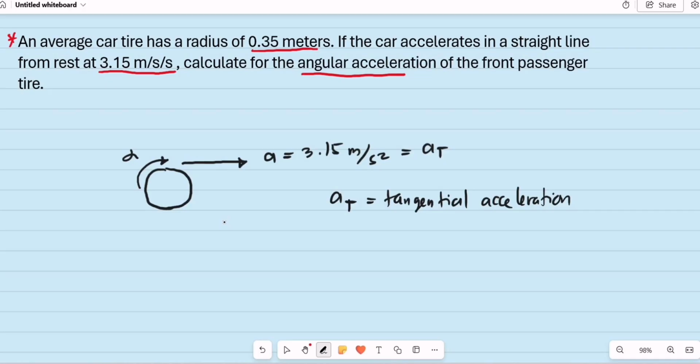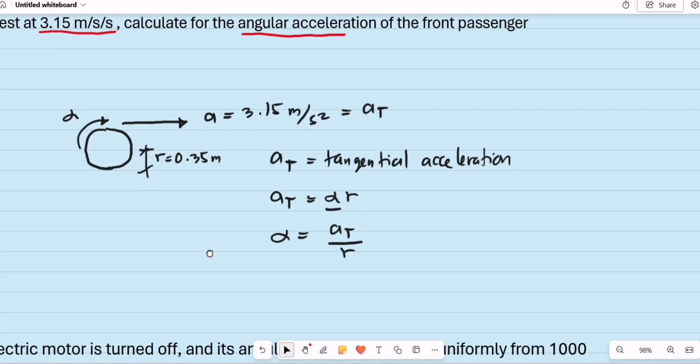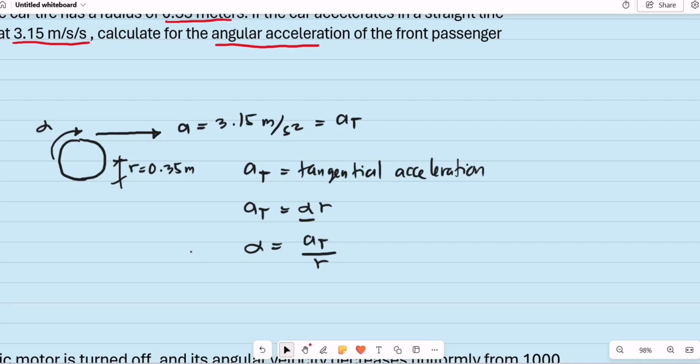We have the alpha, again, that is the angular acceleration. So what is the relation of the two? The tangential acceleration is basically equal to the angular acceleration multiplied by the radius. According to this problem, the radius of the tire is equal to 0.35 meter. So how do we compute for the angular acceleration? We have that as alpha, the tangential acceleration divided by the radius of the tire. So we are now to substitute.